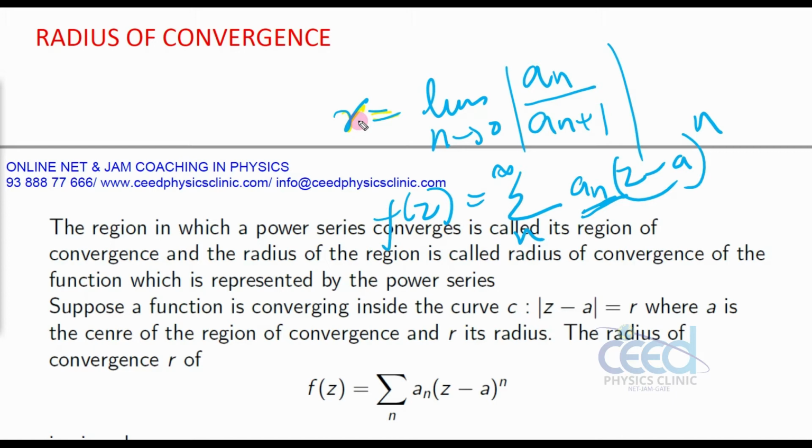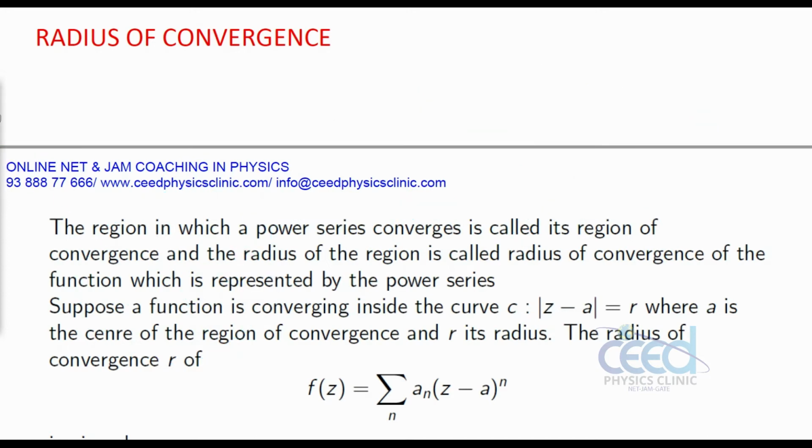Now suppose we have a function z minus a whole raised to n. We can represent the converging area using the radius of convergence, that is equal to r. We can represent it using a circle of radius r, that we have discussed in the last class, right?